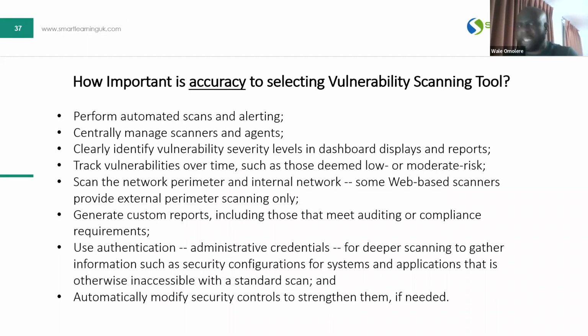So how important is accuracy to selecting a vulnerability scanning tool? How important is it? So when we talk about false positives and false negatives, what we're essentially saying is, all right, there's some level of discrepancy between what the tool is reporting and what we're supposed to have. All right. So the issue of accuracy, is that what we're talking about? All right. So my question to you is, how important is accuracy to selecting vulnerability tooling?